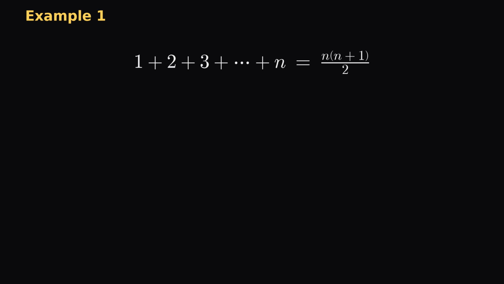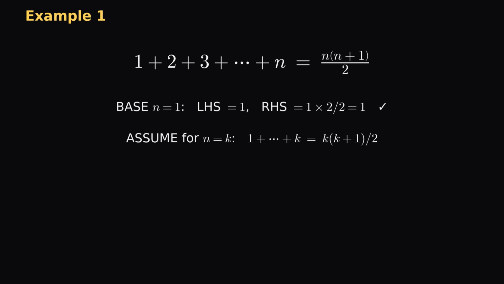Example 1, the standard one. Prove that 1 plus 2 plus 3, all the way up to n, equals n times n plus 1 over 2. Base case, n equals 1. The left side is just 1. The right side is 1 times 2 over 2, which is 1. True. Now assume it is true for n equals k.